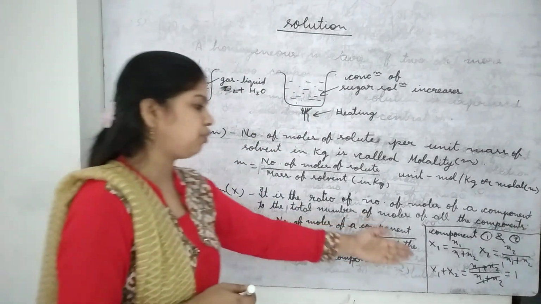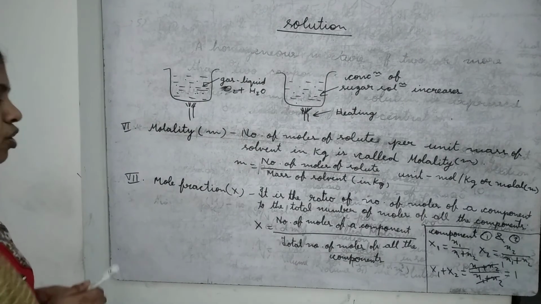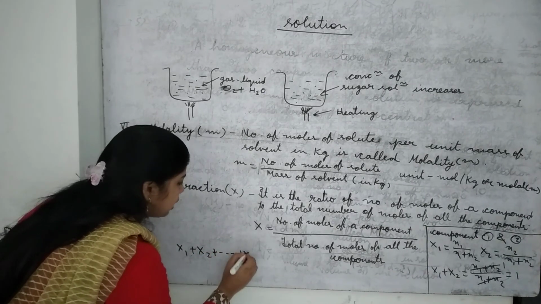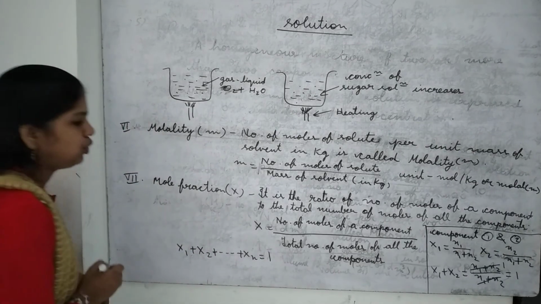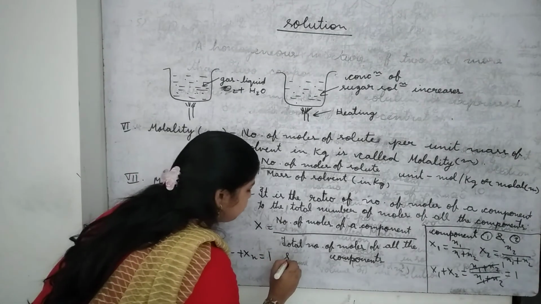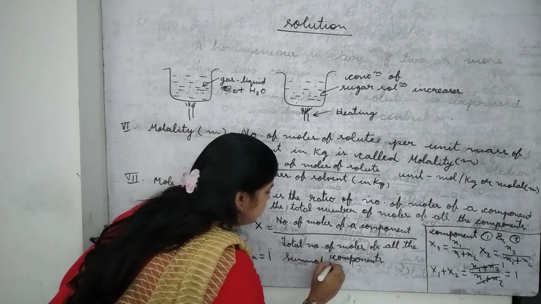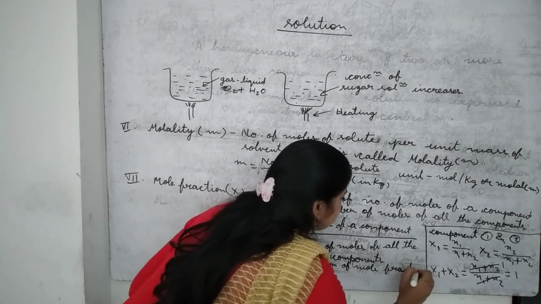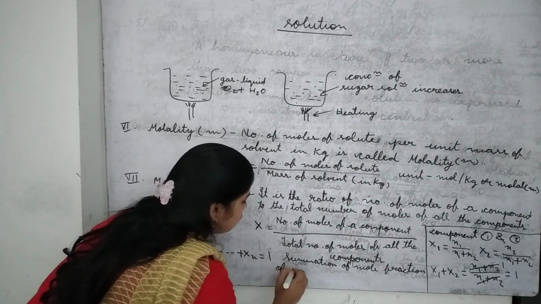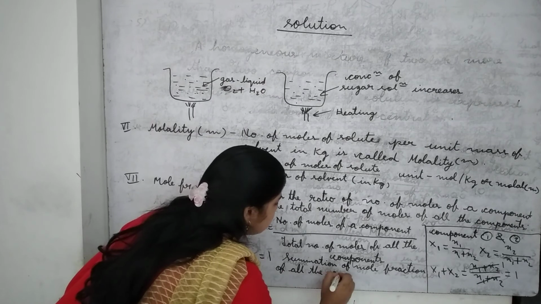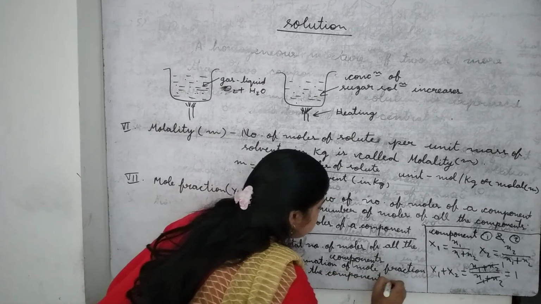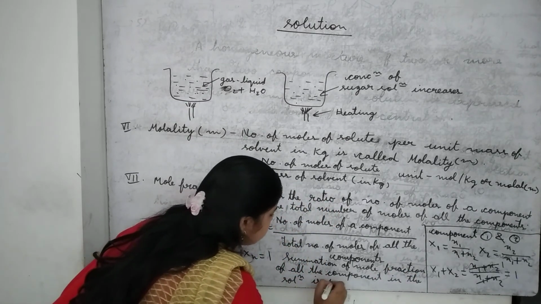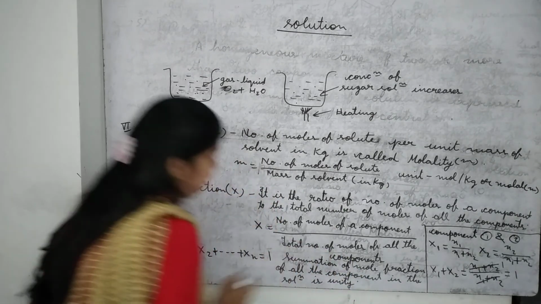So through that it is confirmed, if we are taking more number of components, then also the summation of mole fraction of all the components in the solution is unity. That means only 1.